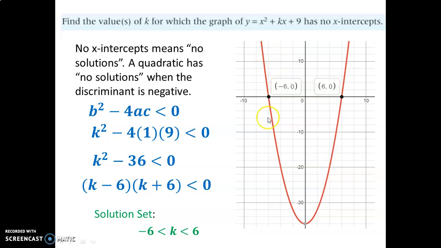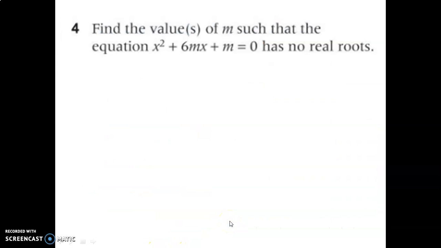Okay, so don't confuse this quadratic with this one here. This graph is for this one when we're solving for k, but the graph of this one would be a very different graph, and that graph again would have no solutions when k values are between negative 6 and 6. Okay, try this one.